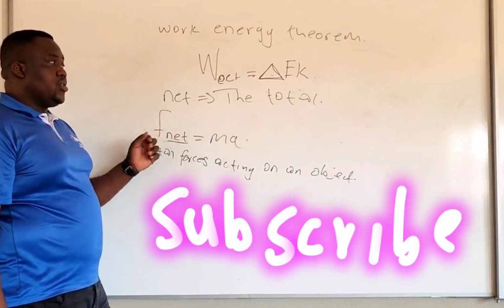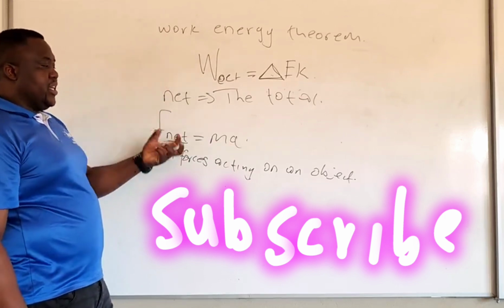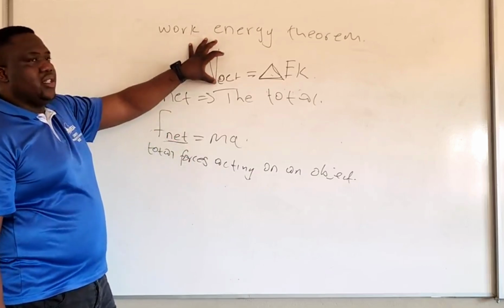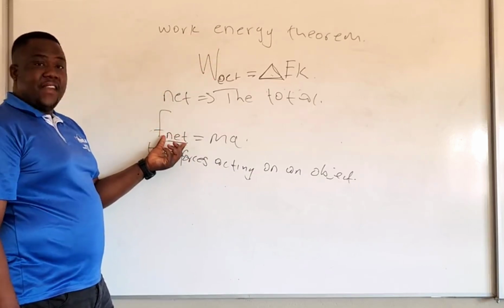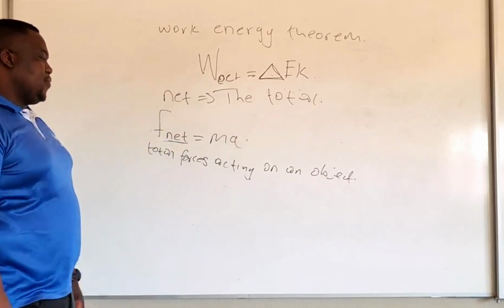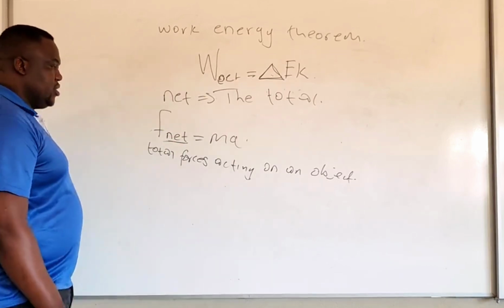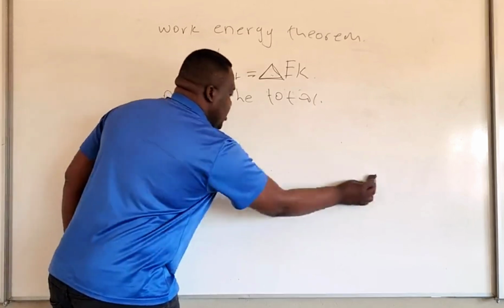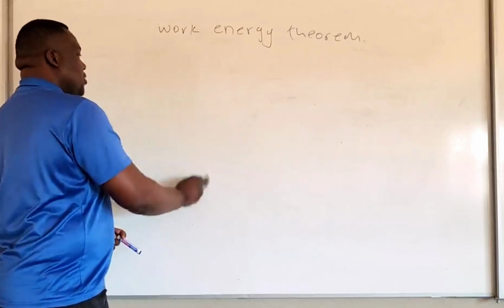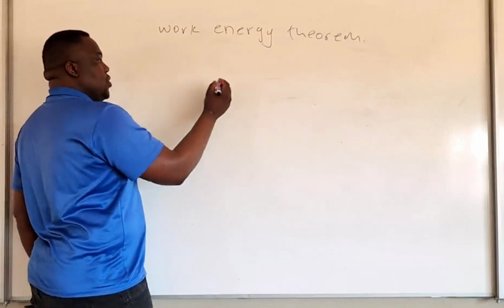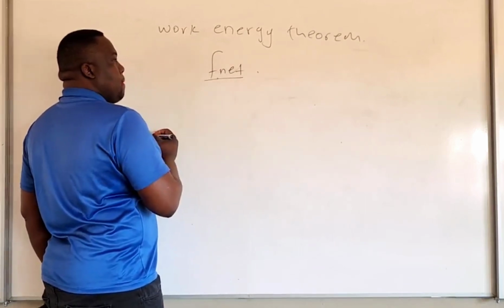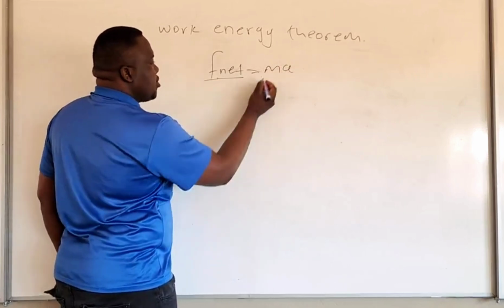We say F net. So we are going to explore work net and F net. How are they related? Because work net is influenced by the F net. So we want to explore what is happening. Okay. So now let me erase this and start to explain to you. Let me explain F net, which is equal to MA, the product of mass and acceleration.